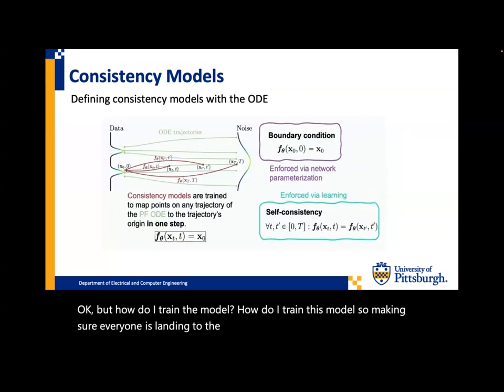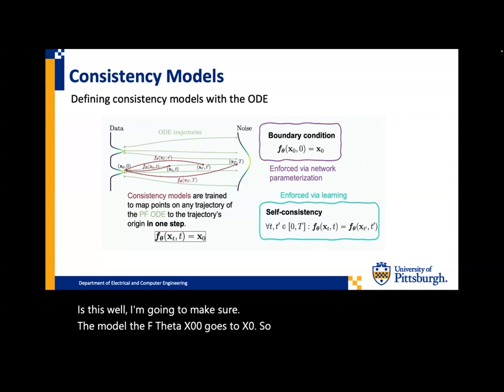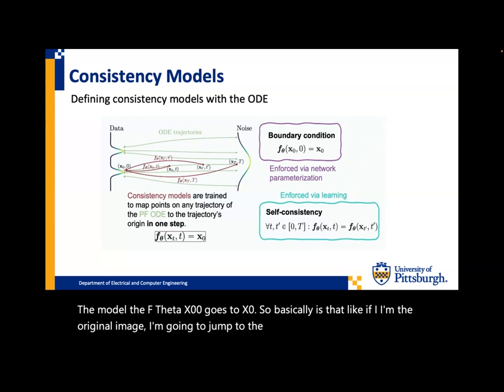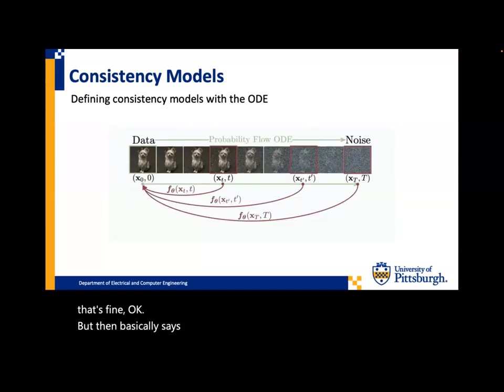Okay, so the idea is this. I'm going to make sure the model, f theta of x0, goes to x0. Basically, if I'm the original image, I jump to the original image. So for this model, if I give you the original image, you should generate the original image. That's fine.